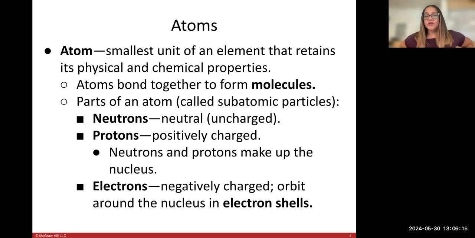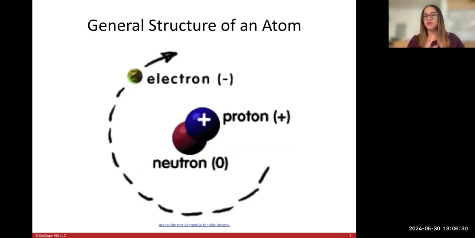Neutrons are neutral, protons are positively charged. Neutrons and protons make up the center portion, the nucleus of an atom. And then electrons are negatively charged, and they orbit the nucleus like the planets orbit the sun, in electron shells. So the general structure of an atom: you've got the neutrons and protons in the middle, and the electrons orbiting around in their shells.